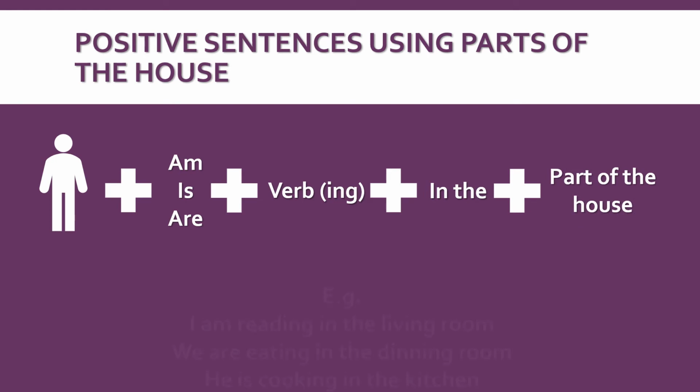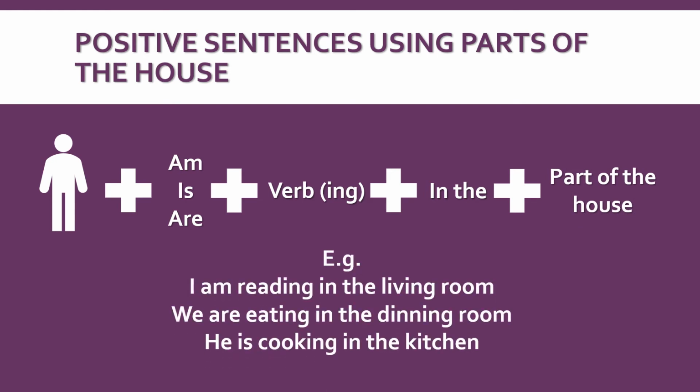So we can say, for example, I am reading in the living room. We are eating in the dining room. He is cooking in the kitchen.